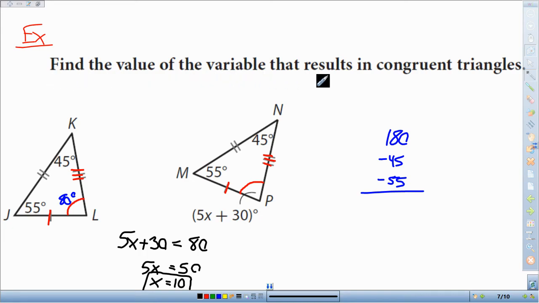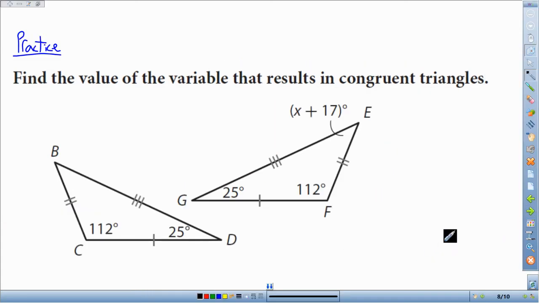And really the idea here, to give it back into the context of the directions, find the value of the variable that results in congruent triangles. For these triangles to be congruent to one another, x must equal 10. If x doesn't equal 10, these would not be congruent triangles. That's the idea of this problem. But again, it was just making equations. That's what a lot of the math is in this lesson.